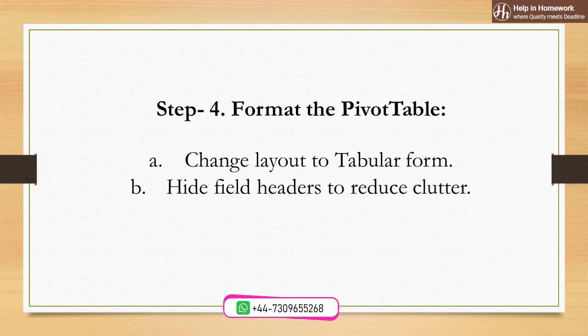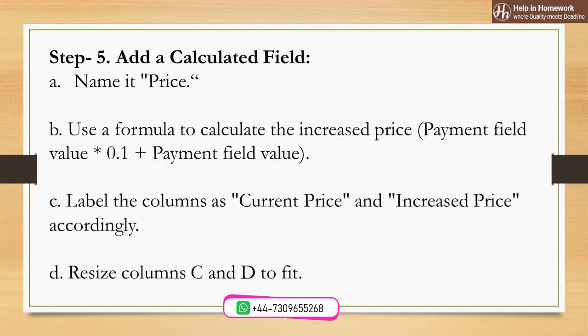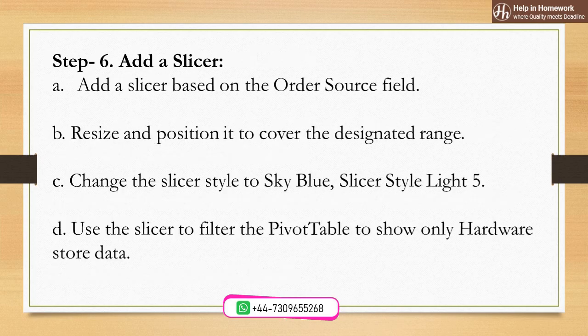Step 5. Add a calculated field. A. Name it Price. B. Use a formula to calculate the increased price: payment field value asterisk 0.1 plus payment field value. C. Label the columns as Current Price and Increased Price accordingly. D. Resize columns C and D to fit.